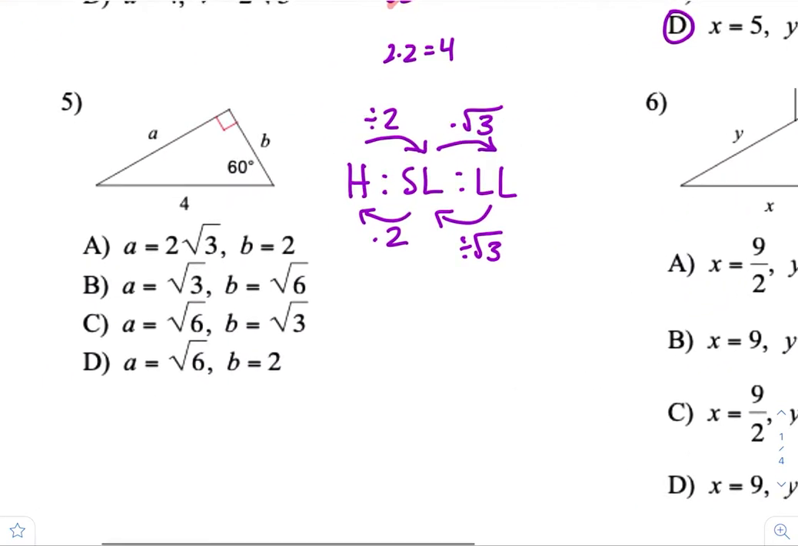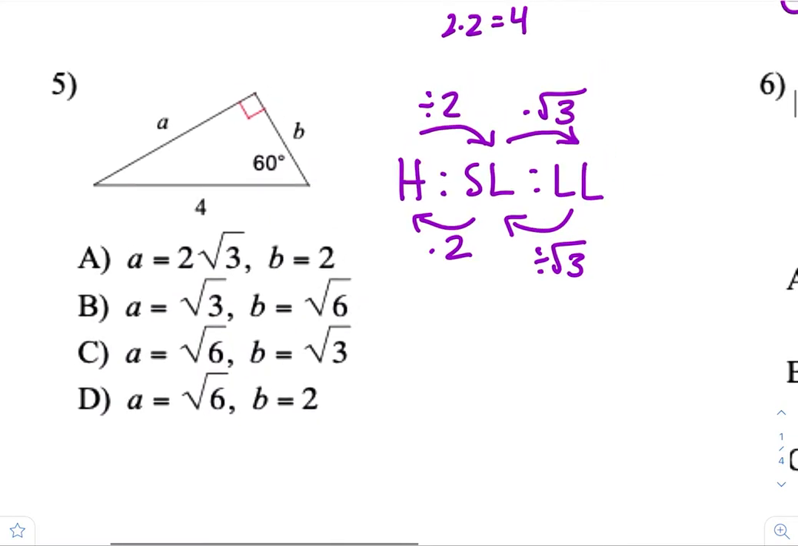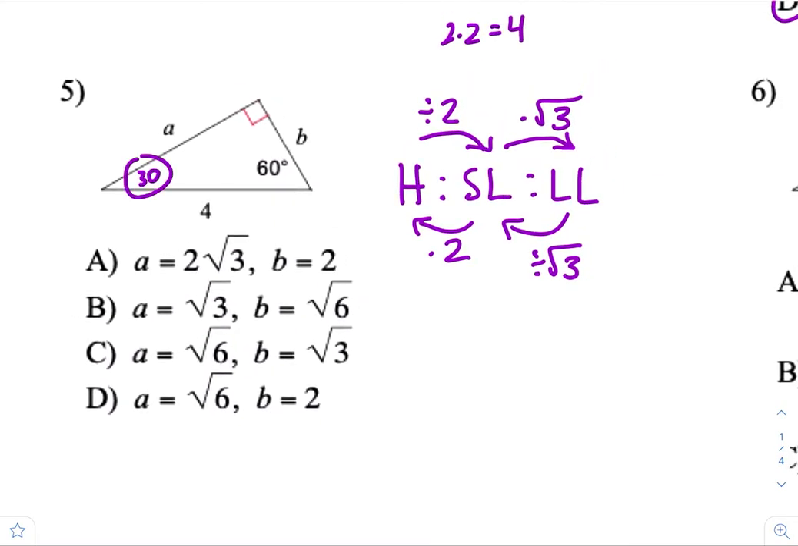Alright, number 5. Have another 30, 60, 90. So this is 30. Side opposite of the smaller angle is the short leg. Side opposite of the bigger angle, long leg, and the one that's opposite of the 90 degrees is hypotenuse. So we have hypotenuse, so we gotta go from hypotenuse to short leg, which is divide by 2.